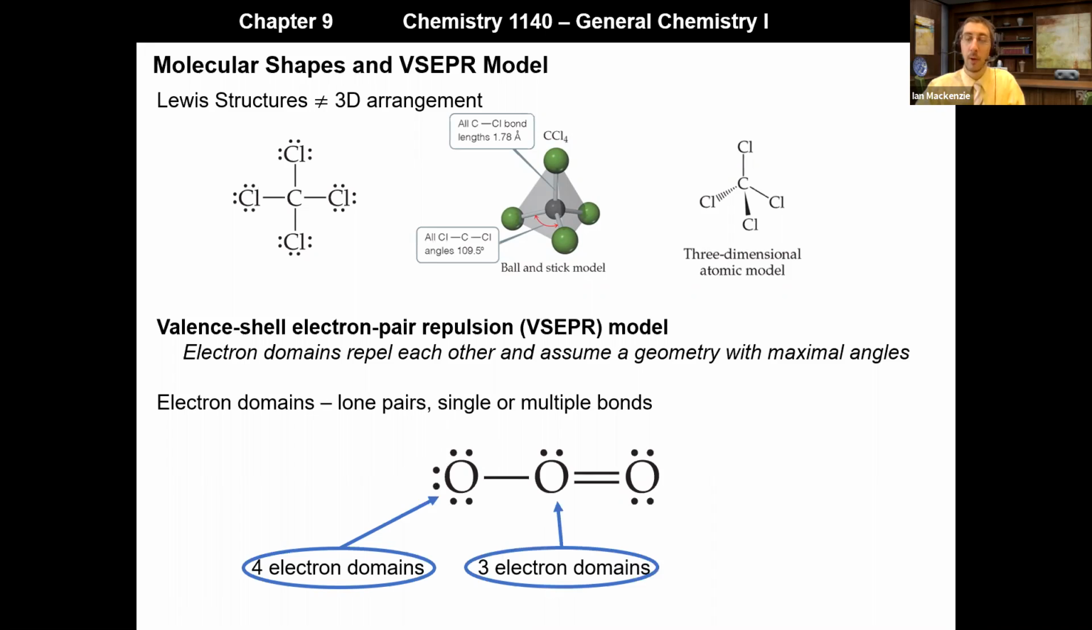The central atom, however, only has 3 electron domains. In this case, it has a lone pair and a single bond. Each of those are an electron domain. And then it has a double bond, which also functions simply as 1 electron domain. The final oxygen atom also has 3 electron domains. This time, 2 of them are lone pairs, and the final one is composed of the multiple bond.